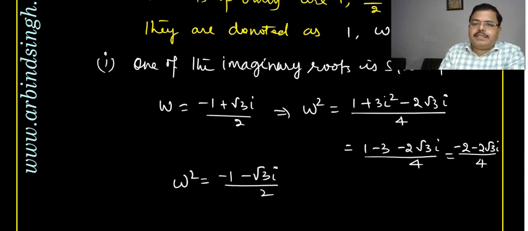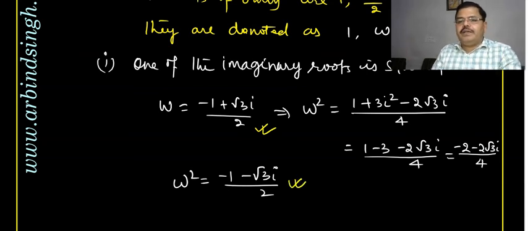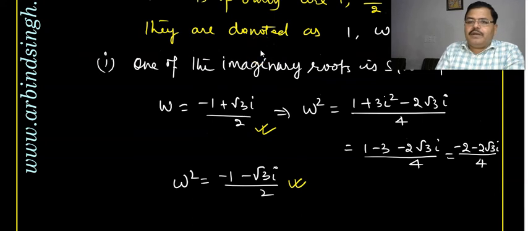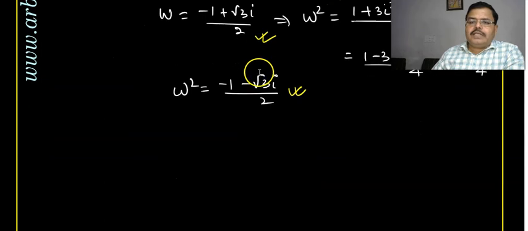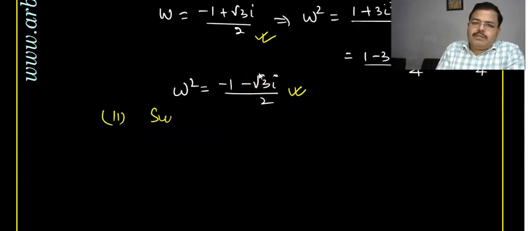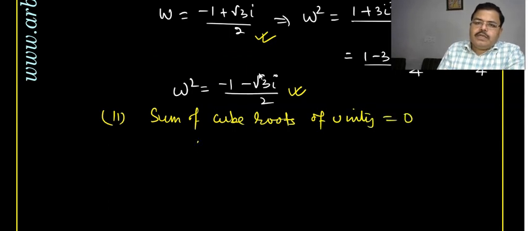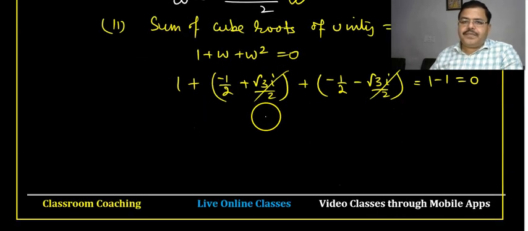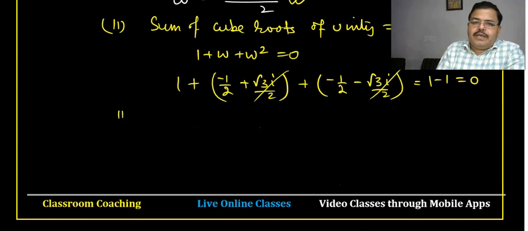So if the positive one is taken as omega, then the negative one will come as omega square. Similarly, if you take the negative one as omega, then the positive one will be omega square. That is why it is said one of the imaginary roots is the square of the other. Now, the second characteristic which you need to remember is that the sum of cube roots of unity is 0, that is 1 plus omega plus omega square is equal to 0. And we can prove it. Taking omega as minus 1 by 2 plus root 3 iota by 2 and omega square as minus 1 by 2 minus root 3 iota by 2, the iota terms cancel, and minus half minus half is minus 1, and with 1 it will be 0. So clearly, the sum of cube roots of unity is 0.